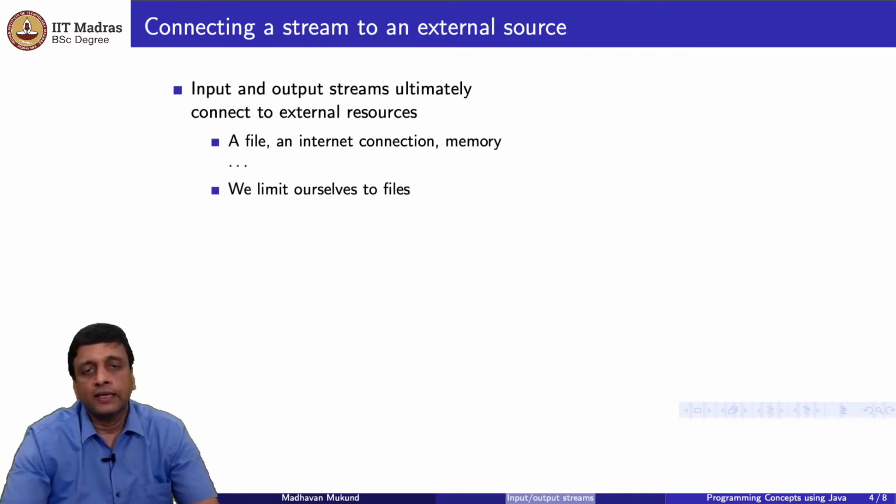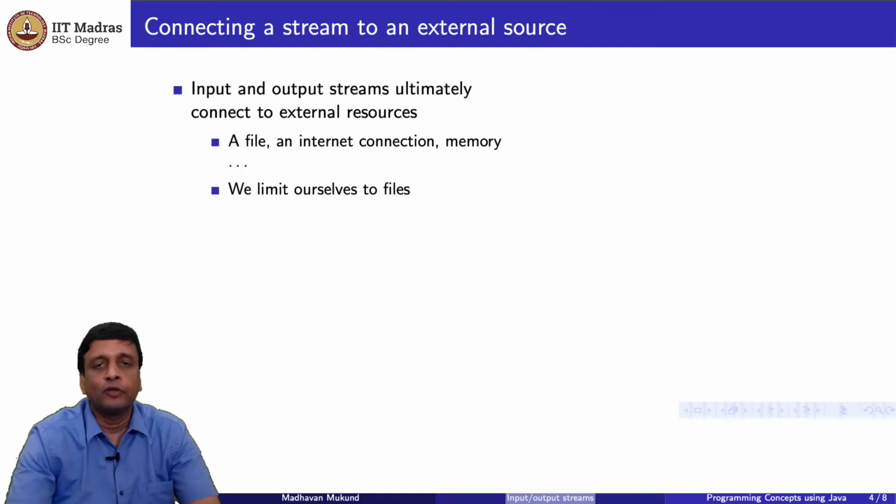So the first thing now we want to do is to make sure that our stream is connected to an external source, because we really don't have any input and output within the program. We have to talk to some external thing, and this external thing could be a file, as we said, or an internet connection, or even some place in memory. So in this class, we will just limit ourselves to dealing with files.